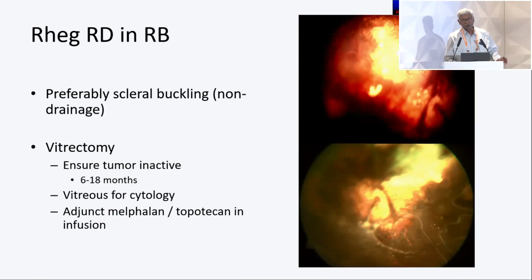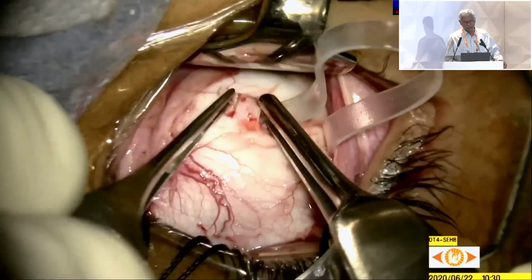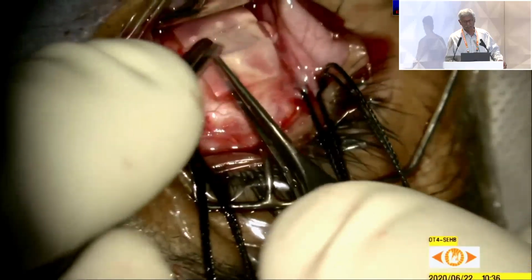So it is preferable to do a buckle if it is possible in a patient with a retinal detachment, that we don't go inside and do a non-drainage buckle. But if it is not possible, the earlier teaching used to be we usually wait for about 6 to 18 months for the tumor to regress and do a vitreous for cytology and adjunct melphalan and topotecan infusion and go ahead with surgery. But currently we don't usually wait. So this is one such patient, one-eyed patient, the other eye had been enucleated, and this is how it was.